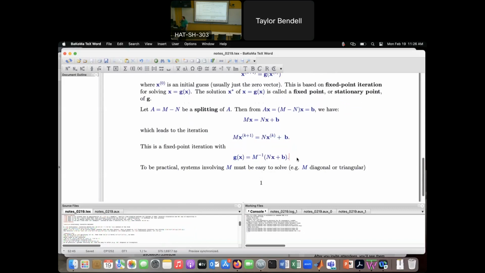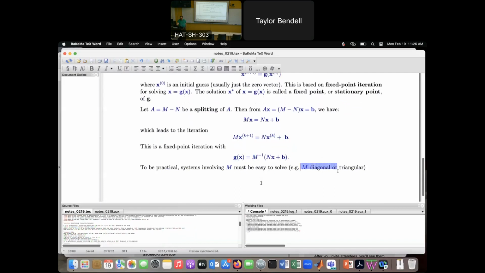So instead of solving a system involving A, I'm solving a system involving M. This gives us some guidance on how to choose M. M must be chosen so that systems involving M are easy to solve, like M is a diagonal matrix or a triangular matrix. It has to be less work than just solving A, otherwise there's no point in what we're doing. Because whatever systems you solve involving M, you're going to be doing that every single iteration, and you might be carrying out a lot of iterations.